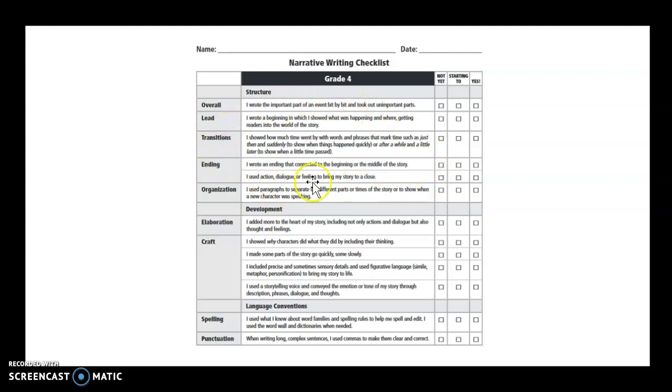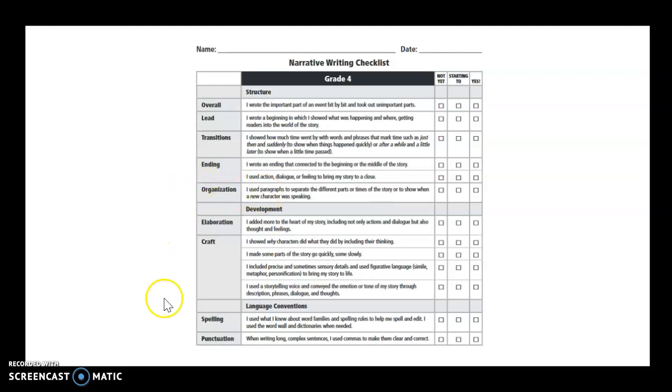Okay, and so that's really what we're looking at when we're looking at the structure of our writing. And so you're going to want to use this checklist to go back through and make sure that you've done each of these things to the best of your ability. Just take another look. Remember, we said that the word revise means to look again. So take a second look.